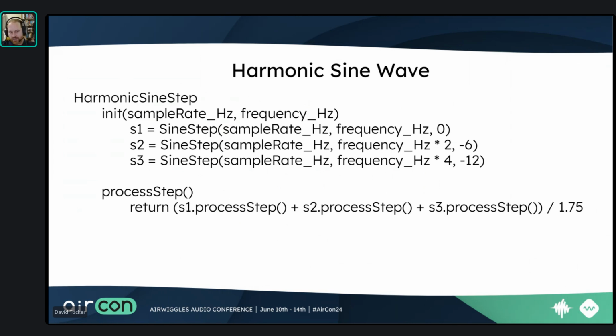So by adding three sine waves together, we're generating more than unity. You know, we're increasing the volume. So we need to divide back through by 1.75 to bring the volume back down to unity, to one. Otherwise, when we substitute this in for our normal sine wave, it'll be louder, and we'll have to readjust our mix.